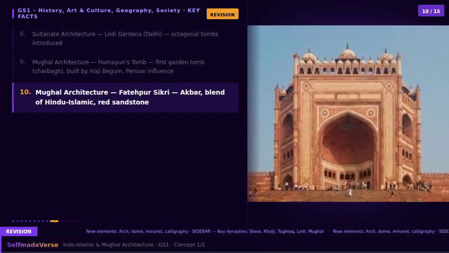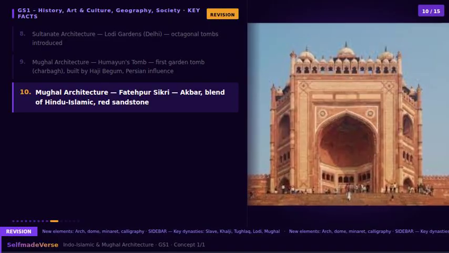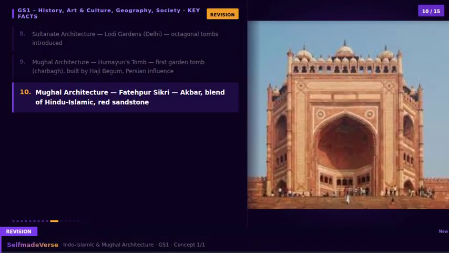Fatehpur Sikri, built by Akbar, blended Hindu and Islamic architectural elements using red sandstone throughout. The syncretic design reflected Akbar's inclusive approach to governance and remains India's finest example of Indo-Islamic fusion.